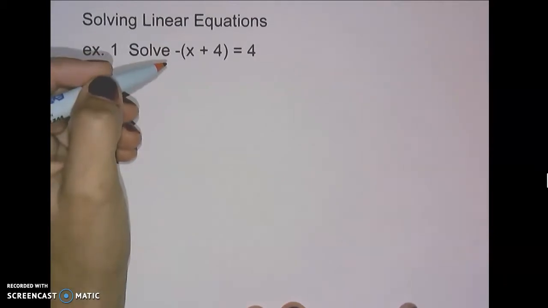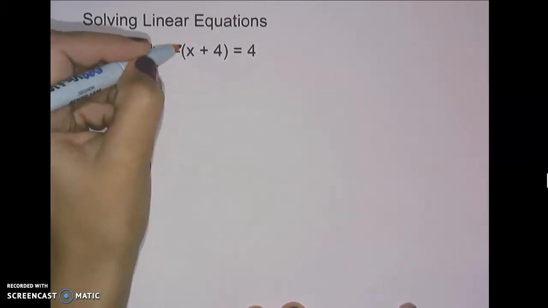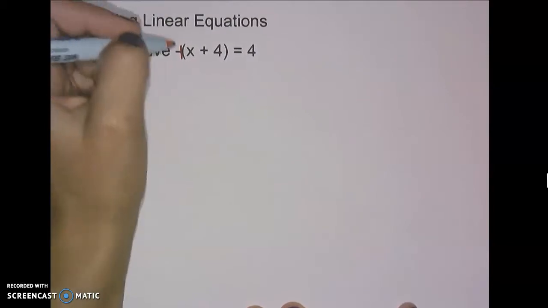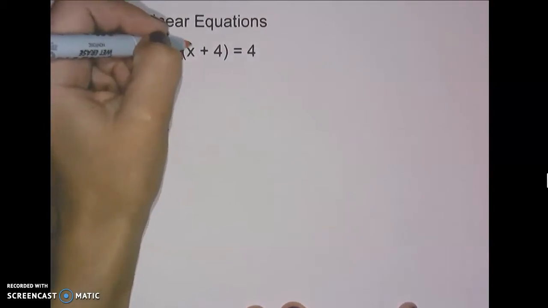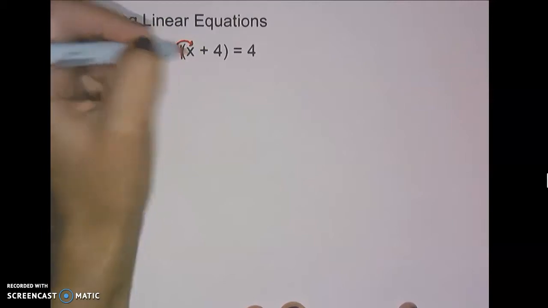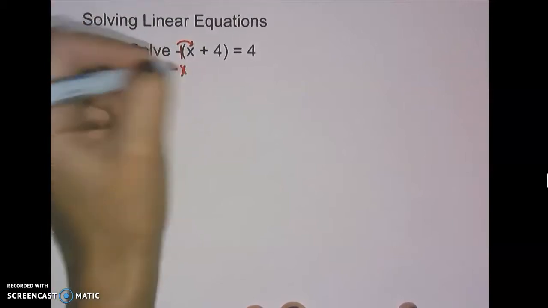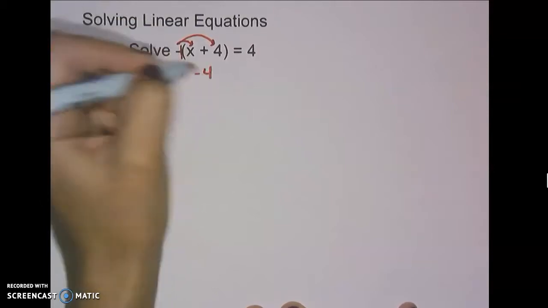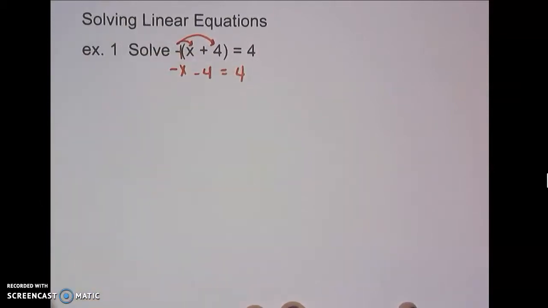And the first thing we're going to notice here is that we need to get rid of those parentheses, and there's a -1 in front of those parentheses. When there's a number out front, we're going to take that and distribute it in. So -1 times x is negative x. -1 times 4 is -4. And that still equals our 4.